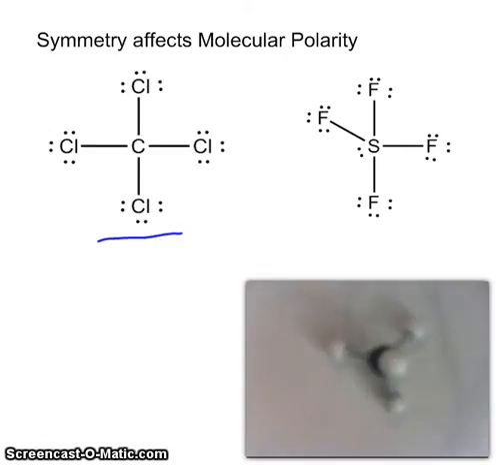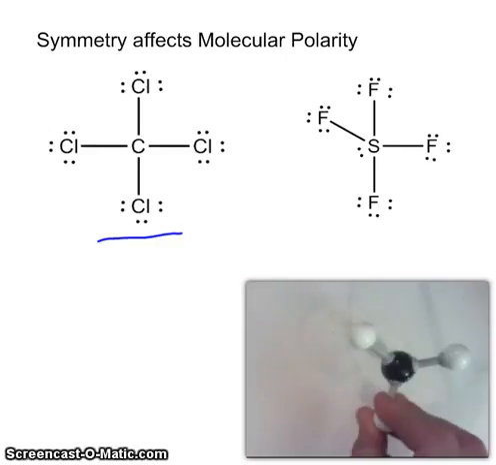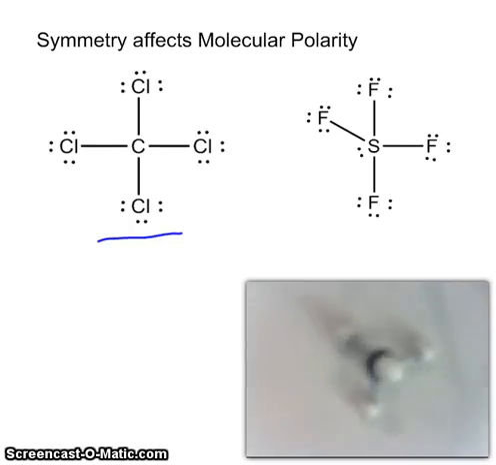The fact that that molecule is completely symmetric, no matter how we manipulate it, means that there's no way that the electrons can be unequally distributed throughout the molecule. So that means that that molecule, even though it has polar bonds, is a nonpolar molecule.